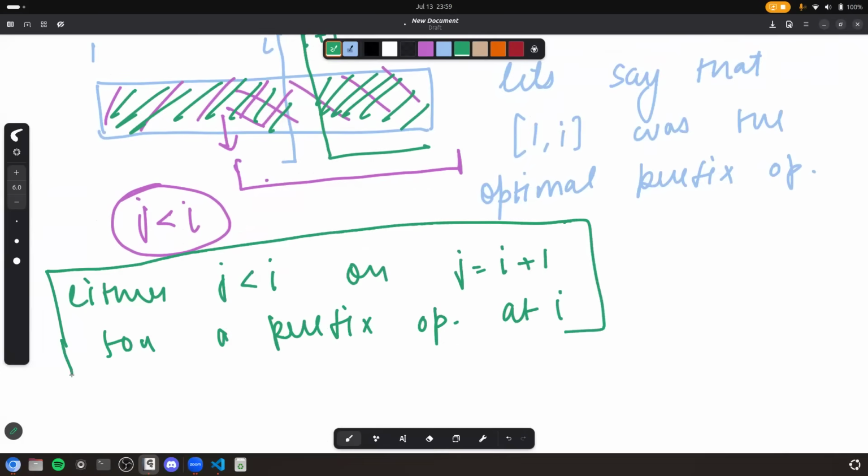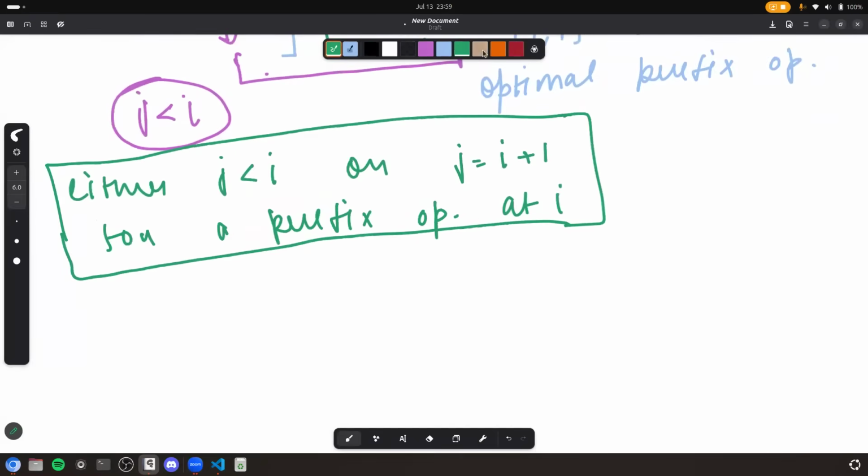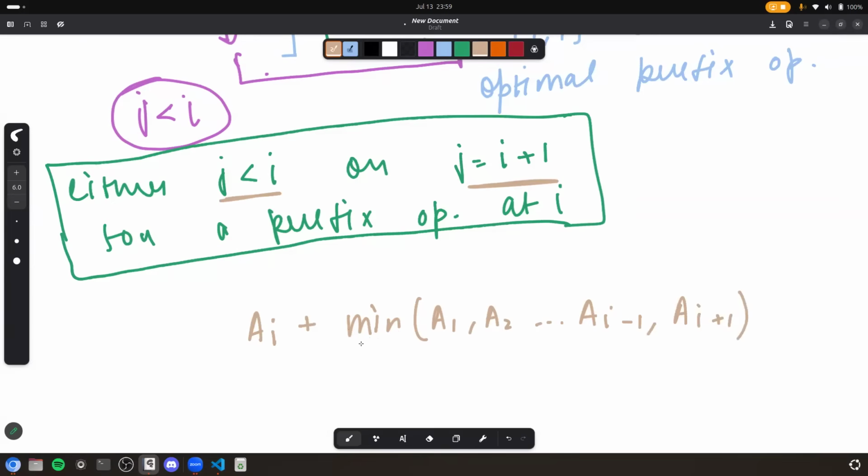Now, since we need to minimize the cost, what could be the minimum cost? If I'm performing the prefix at I, that would take me AI of cost. And then I need to perform another suffix operation for j, where j would be less than I or j is I plus 1. So minimum of A1, A2 till AI minus 1 and then AI plus 1. So this would be the suffix operation.